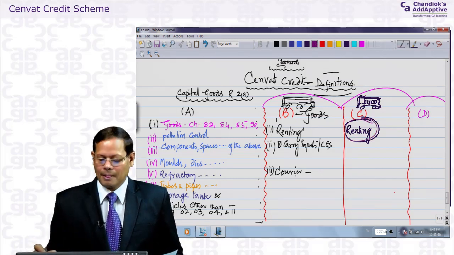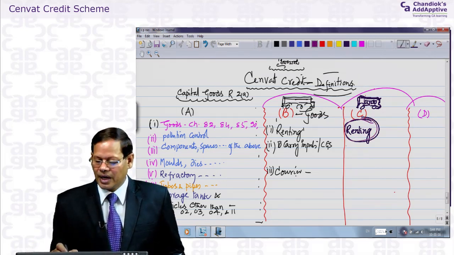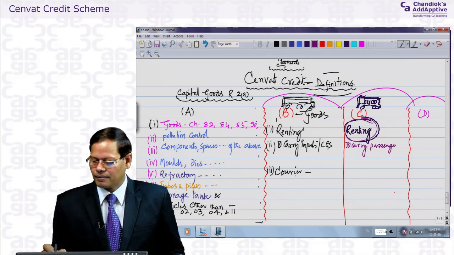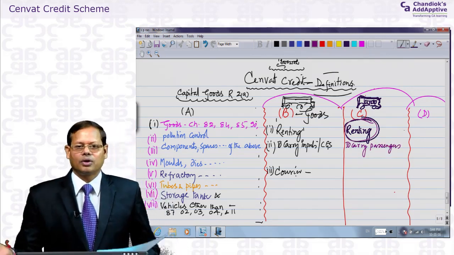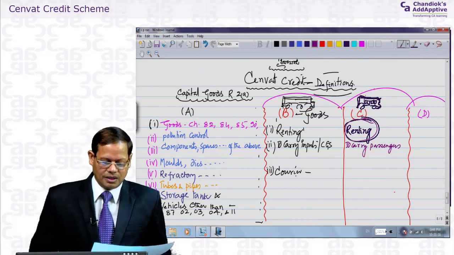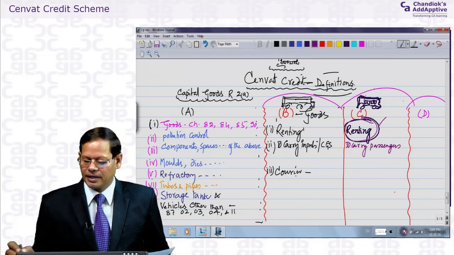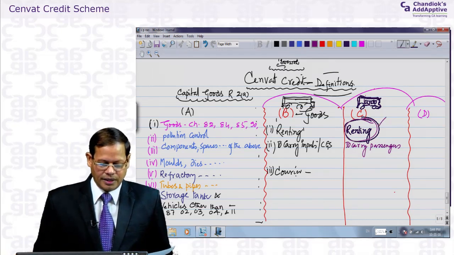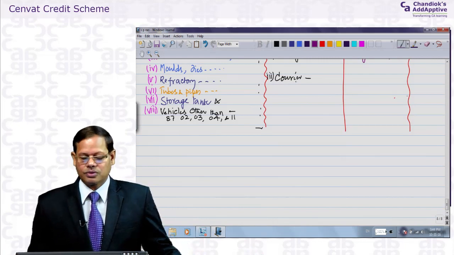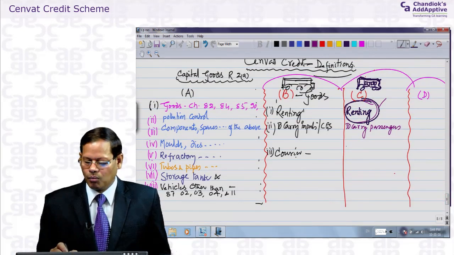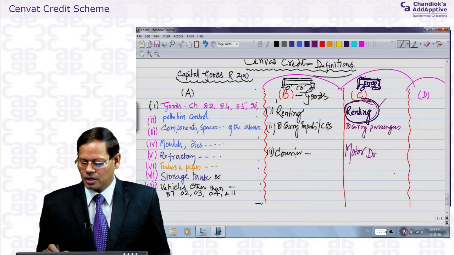and plus automatically to carry passengers. You are running a bus and you are carrying passengers. So, transport of passengers and for renting and imparting driving skills, motor driving schools.